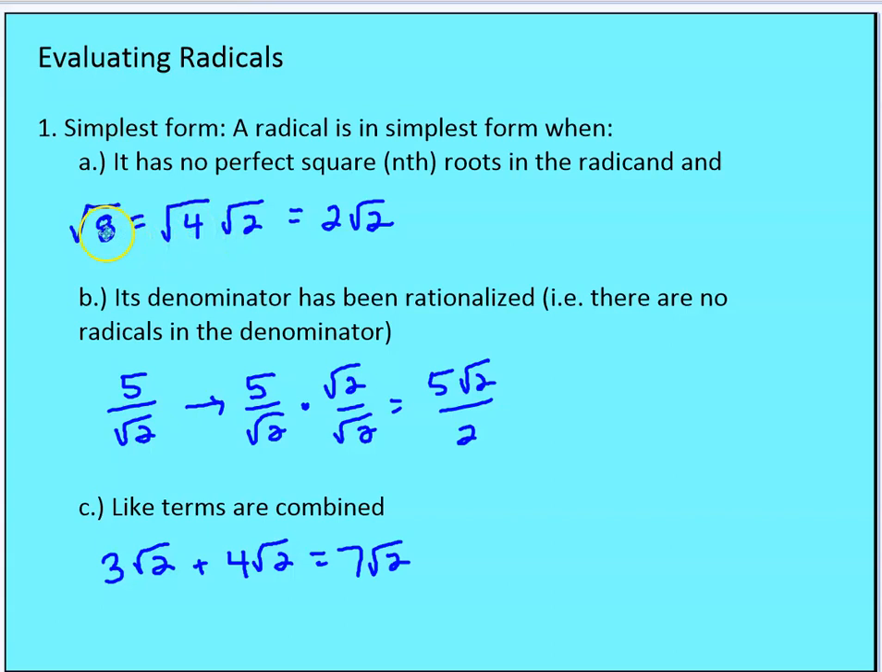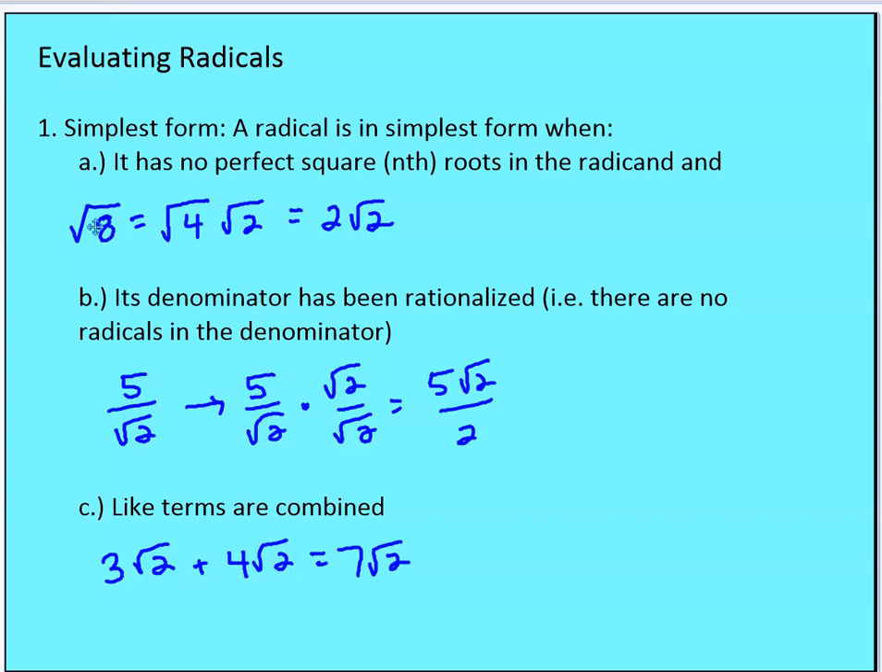The properties of radicals say I can separate the square root of any integer into the square root of its two factors, in this case 4 and 2. So the square root of 8 breaks up into the square root of 4, its factor, times the square root of 2. 4 is a perfect square, so I have a perfect nth root of 2, and I end up with 2 root 2.